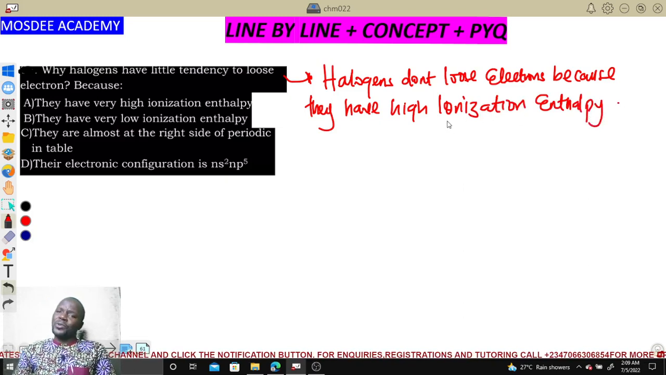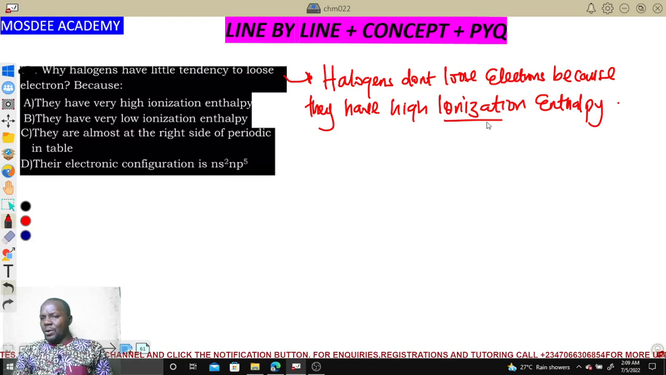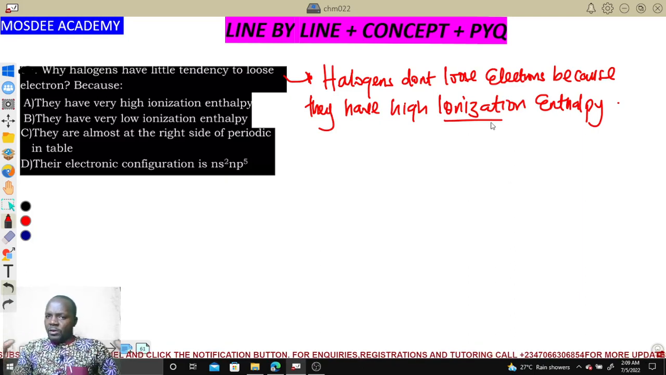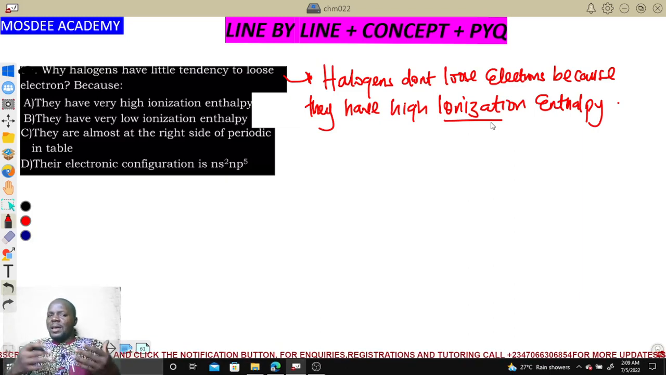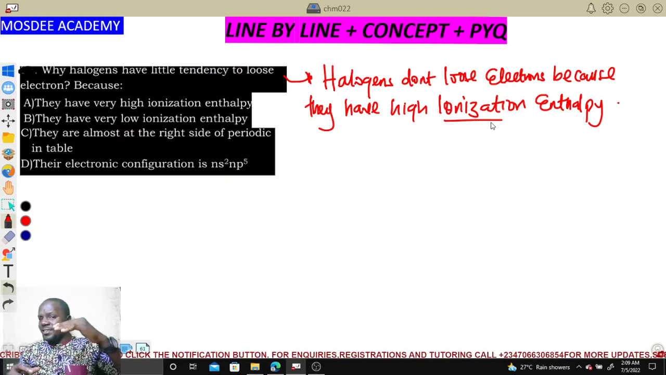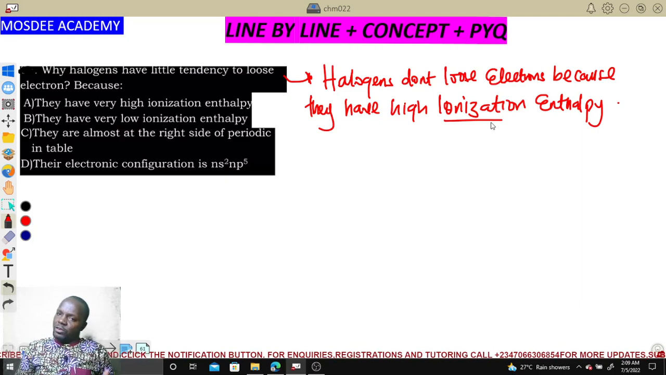Now, what do we call ionization? You know the meaning of ionize. They do not easily ionize because only one electron remains for them to complete the octet. That means they have high ionization enthalpy. So keep that at the back of your mind. They don't lose electrons because they are very close, and the electron repulsion in them is very tight. Because of that, something that is close to forming an octet can never give you an electron. Do you understand? So it has a very high ionization enthalpy, not a low one, and they don't easily give electrons. So A is correct for this one.